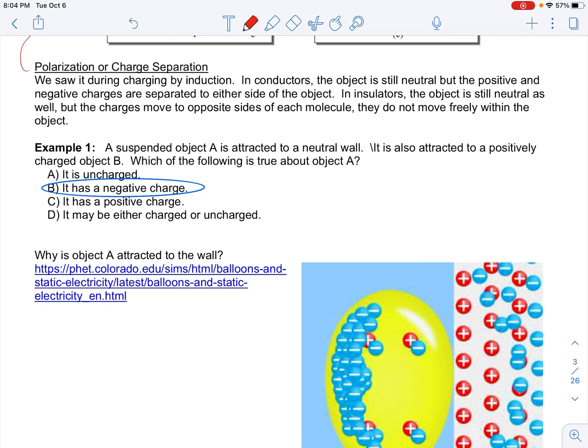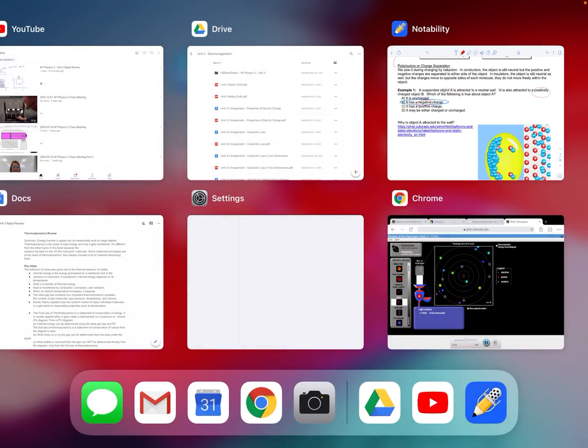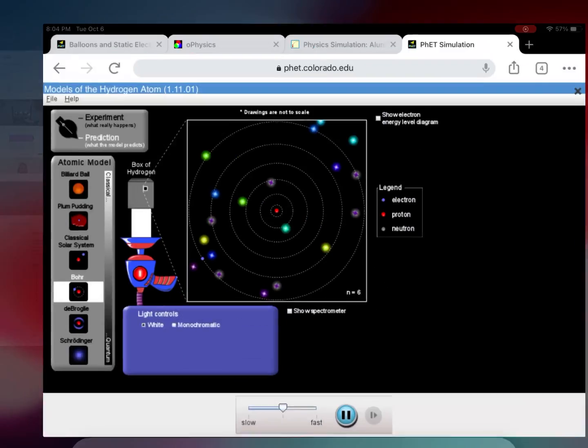Okay, let's try an example question. A suspended object A is attracted to a neutral wall. It is also attracted to a positively charged object B. Which of the following is true about object A? Okay, so object A is attracted to a positive object, so we know that object A has to have a negative charge. But let's take a look at how this can be. How can this object be attracted to a neutral wall? We've got an animation in PhET.